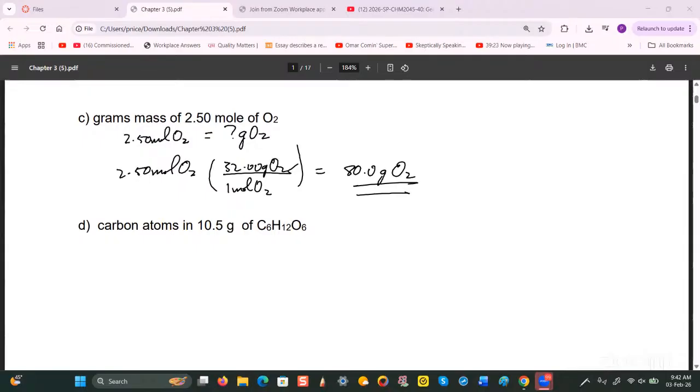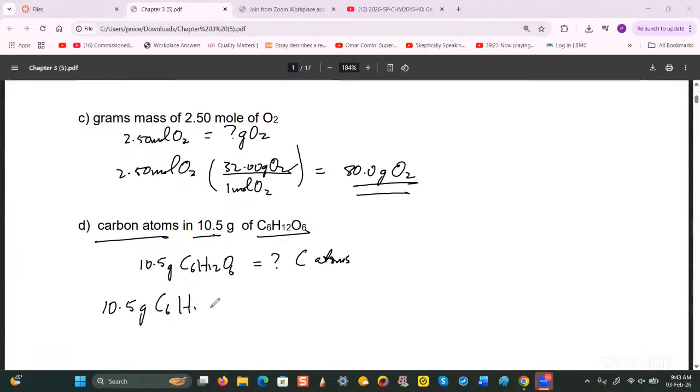Okay. B. They're asking in the case of B, the number of carbon atoms in 10.5 grams of this compound, right? So you're starting off with 10.5 grams of C6H12O6, and they're asking for the number of carbon atoms. Okay, so let me hear what you have to say about this one. How would you solve this one? We're going to start off with what we're given, 10.5 grams of C6H12O6. What would you multiply this by first thing?